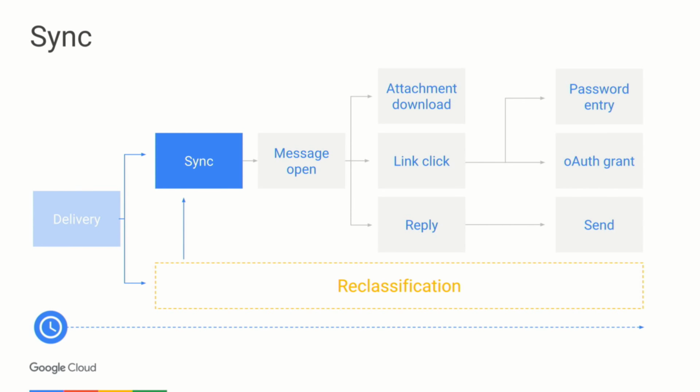So the second phase is sync. So again, we're going to skip reclassification because it doesn't actually have an order. The second phase is sync. This is when the servers push the message to the client, so that then it becomes available to the user and he sees it in the thread list, in the list of unread messages.